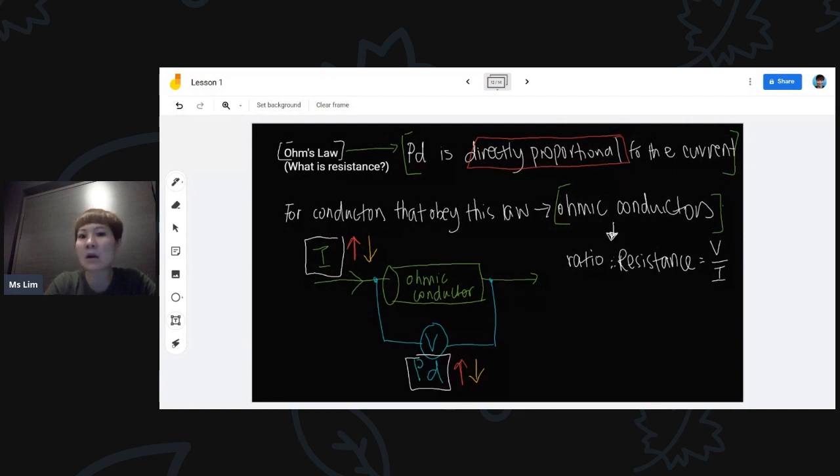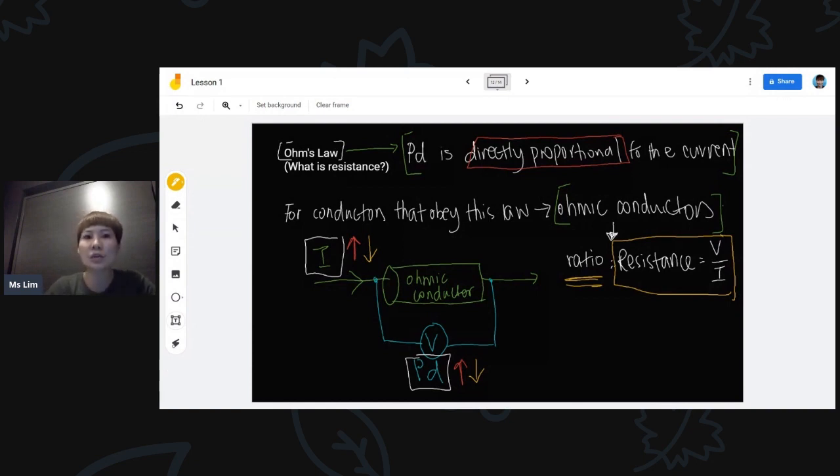Ohmic conductors are conductors where the potential difference is directly proportional to the current when the physical conditions remain the same. So to repeat again, resistance is a ratio. It is a mathematical ratio that shows you the relationship between potential difference and the current across any ohmic conductor.